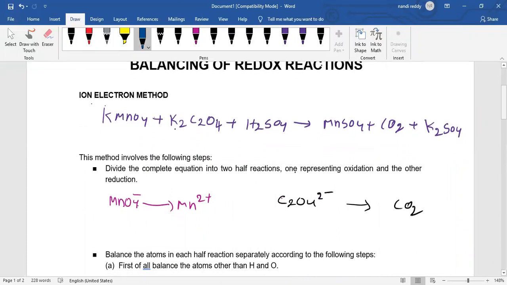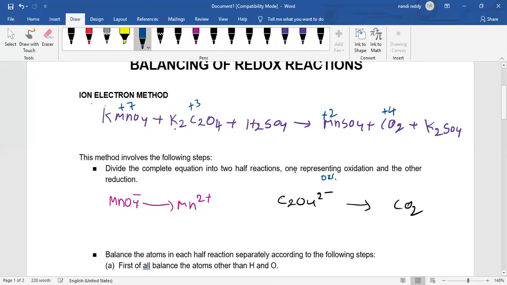Divide the complete equation into two half equations, one representing oxidation and the other reduction. If you observe by writing oxidation numbers, Mn is here plus 7 and here Mn is plus 2, and carbon is plus 3 here and carbon is plus 4 here. By writing oxidation states you can find that MnO4 minus converted into Mn2 plus means this is reduction, and C2O4 converted into CO2, this is oxidation. So I wrote here the reduction half equation and this oxidation half equation.